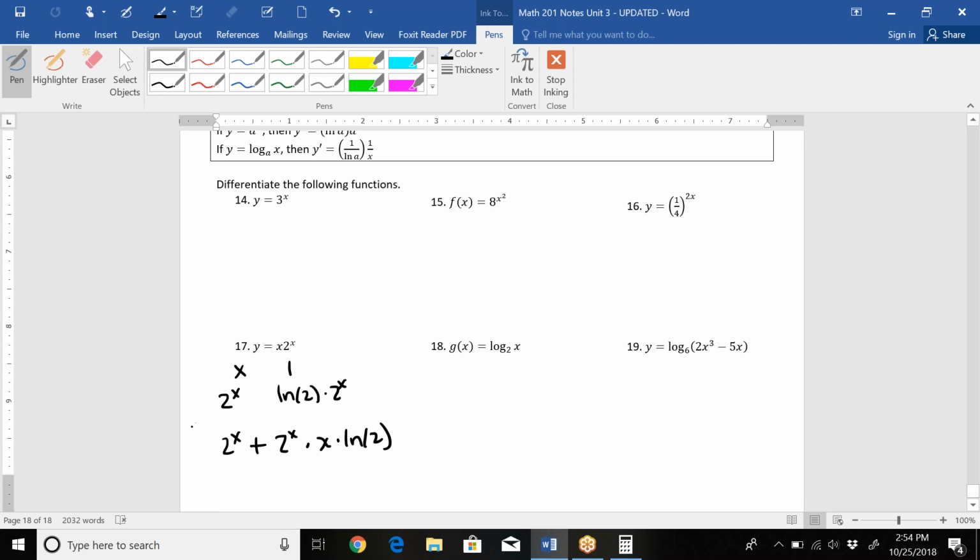I like to notice that things that are alike are in the problem, so I take that out usually. So that's 2 to the x, and that would leave me with 1 plus natural log of 2 times x, if you want to write it that way. Because then we could solve this piece right here for x. So that is everything for this unit.